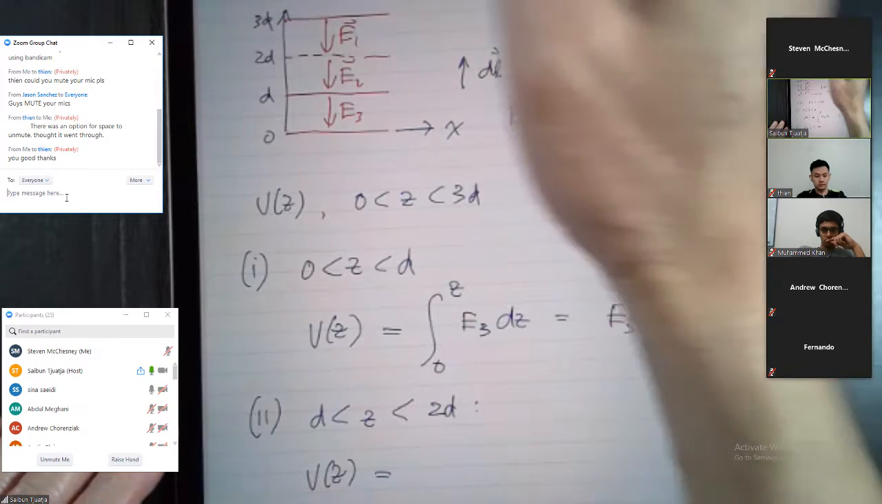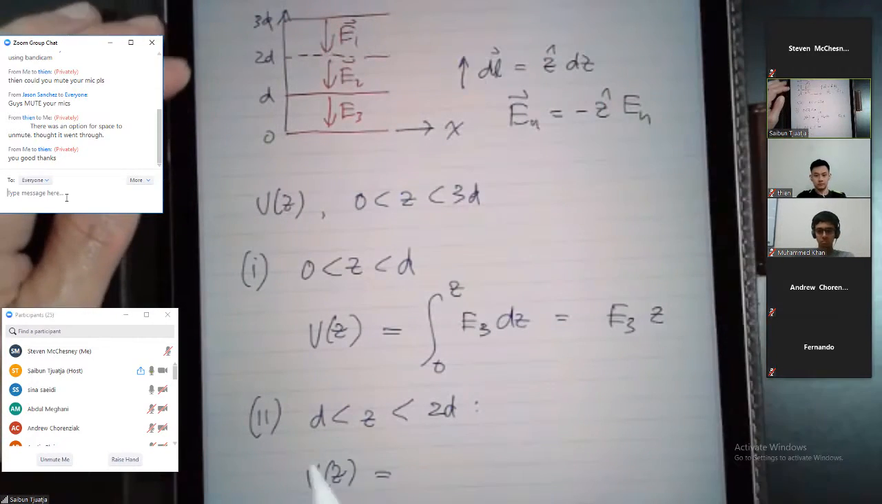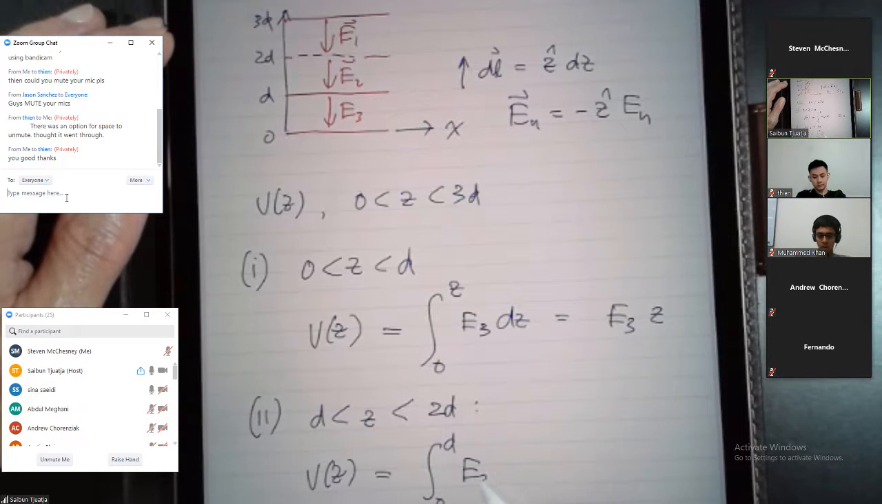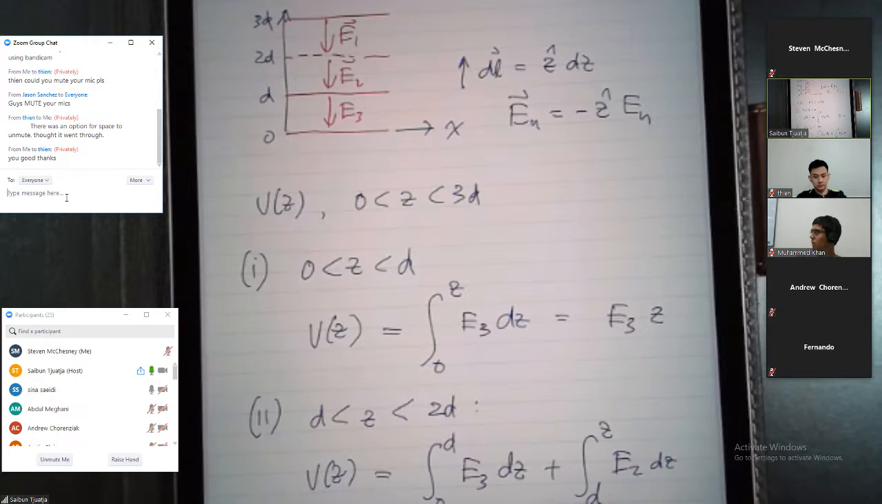So z between d and 2d, then the integration, actually the reference is at 0, right? Our reference point is 0. So I integrate from 0 to d of E3 dz, plus the integral from d to z of E2 dz. I get rid of all the negative sign because the dot product is already taken care of.